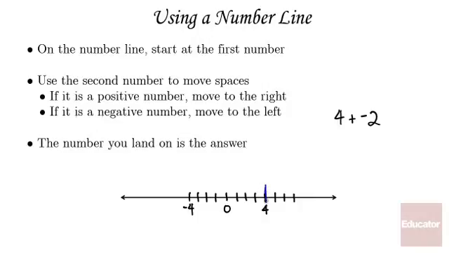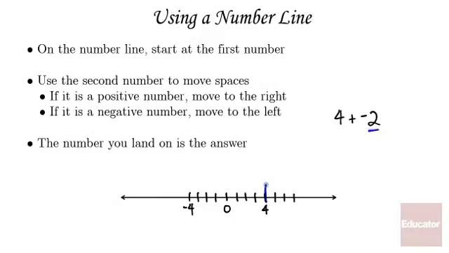And then use the second number to move spaces. So this number right here is how many spaces I'm going to move. Now, if it's positive, I'm going to move to the right because this is the positive direction, right? And if it's negative, I'm going to move to the left because left is always negative. So since I have a negative number, -2, I'm going to be moving to the left, 2 spaces. So the negative and the positive is just to see which direction you're going to go, to the right or to the left. And I'm going to move this many number of spaces.